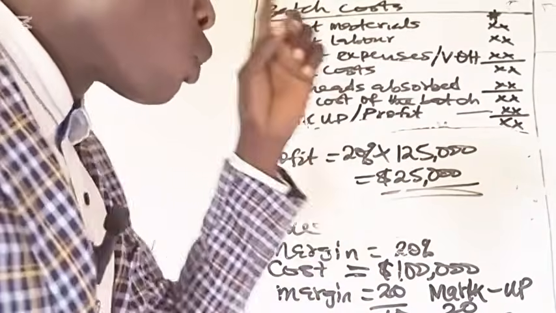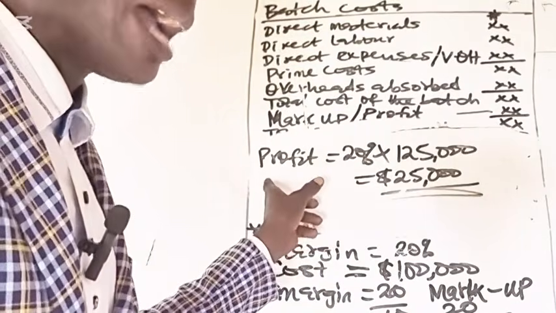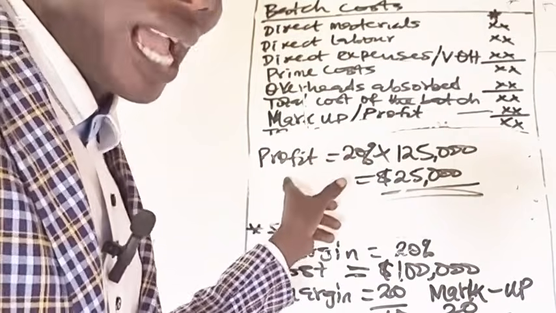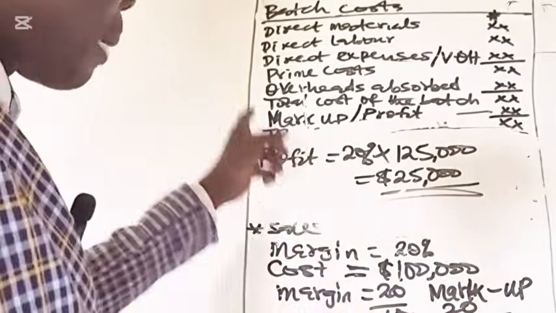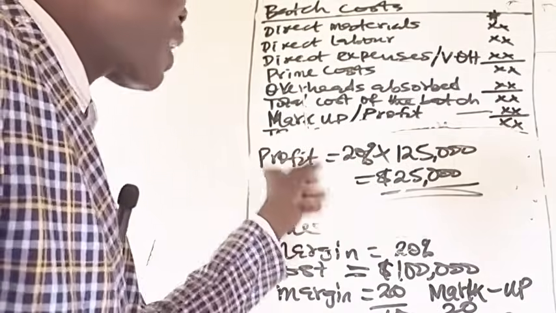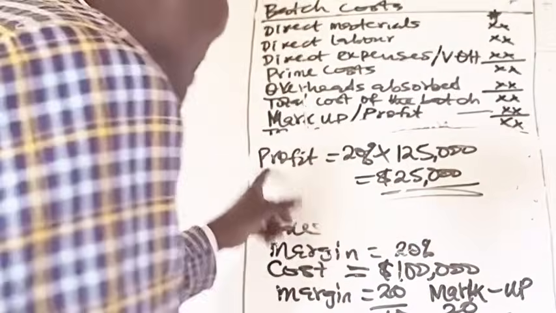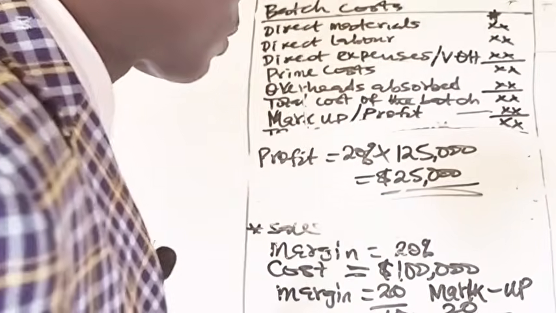Bear that in mind. Where markup is given and you are not given the cost, and you are given the sales value, they are not the same. Markup is for cost, and you are given sales value. In that case, you have to convert your markup to margin. And when you are converting from markup to margin, you add the numerator to the denominator.